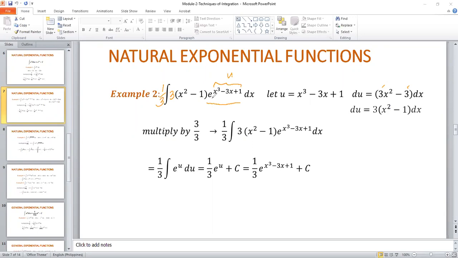And what's your e^u? This entire thing. You just copy 1/3 and copy the original exponential function. e raised to x cubed minus 3x plus 1 plus c. So the integral of e^u is e^u itself. Okay? Just of course, multiply it with the correct constant when you try to complete its derivative. Any question?